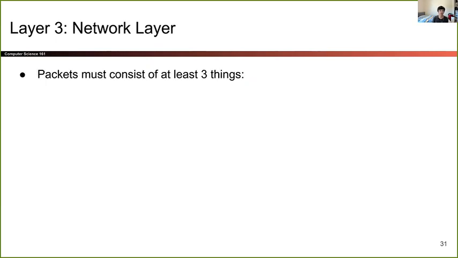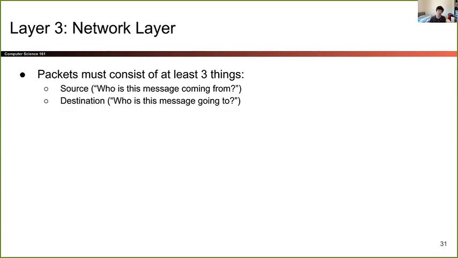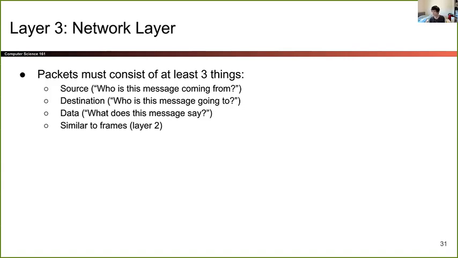All right. So for packets, we basically need the same three things as before. We need to know where the message is coming from. We need to know where the message is going, so the destination. And again, we want to know what the message actually says. Again, similar to frames because we're trying to achieve similar things, except this time it's indirect.